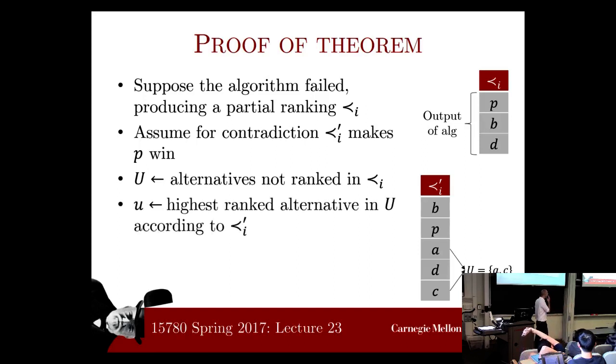And let's call small u the highest ranked alternative in U according to the ranking that actually makes P win. So in our example, the set U is the alternatives A and C, which are not ranked here. And of the two, A is ranked above C in this ranking. So our small u is going to be A in this example. And essentially what we want to show is that it should have been possible to put u in the next position here without getting stuck. Putting u in the next position shouldn't prevent P from winning the election.